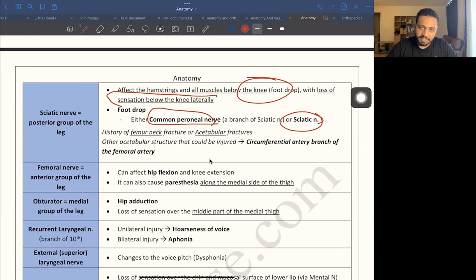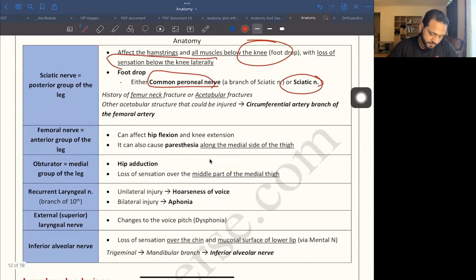So basically, the common peroneal nerve continues on the lateral surface of the leg, and it supplies all the muscles in the posterior compartment of the leg, superficial and deep, and also it gives sensation to all the dorsum of the foot, including the first web space by the deep peroneal nerve. So again, I mentioned that a femur neck fracture, acetabular fracture, or fracture of the lateral end of the fibula will lead to this issue that we mentioned.